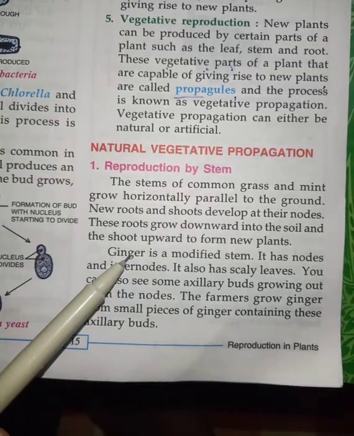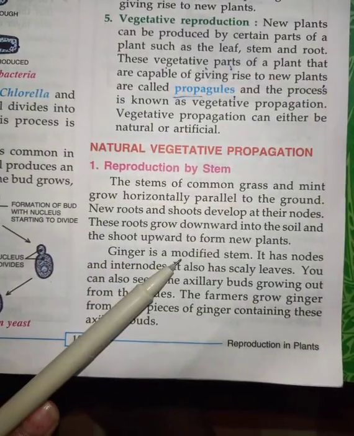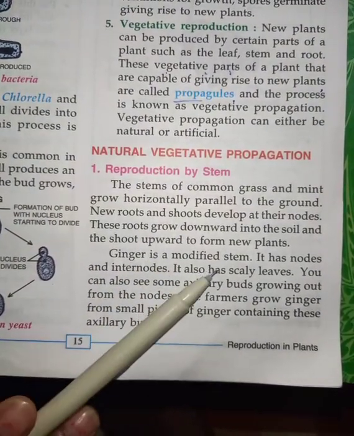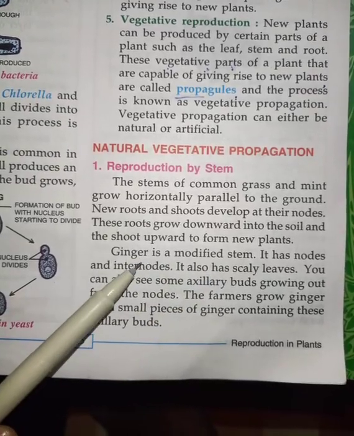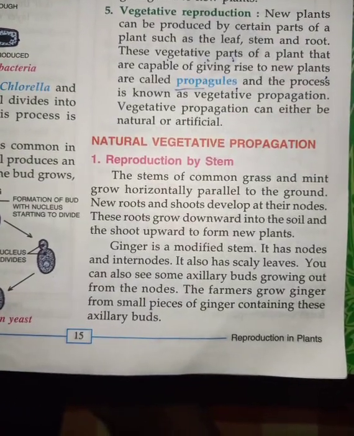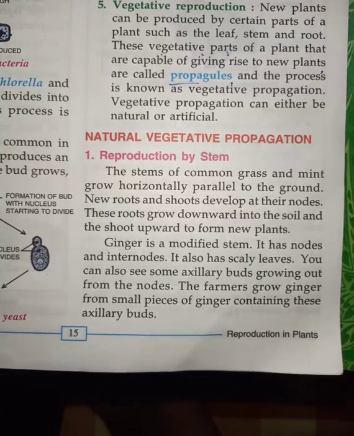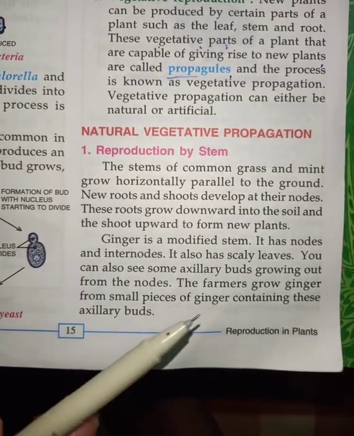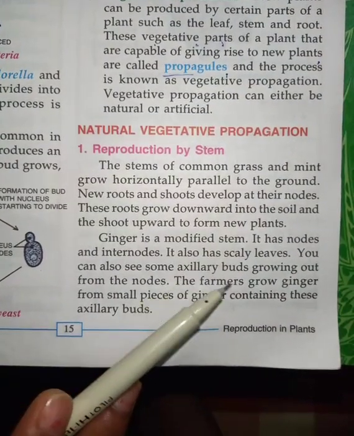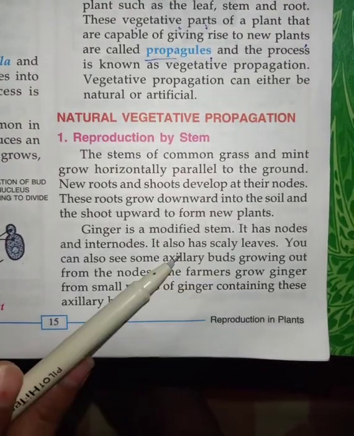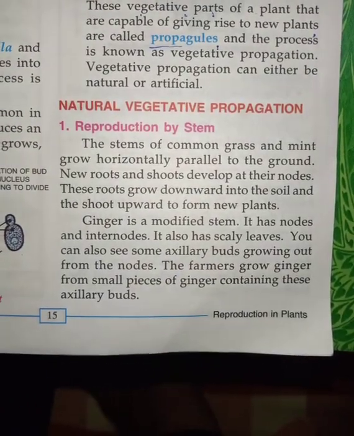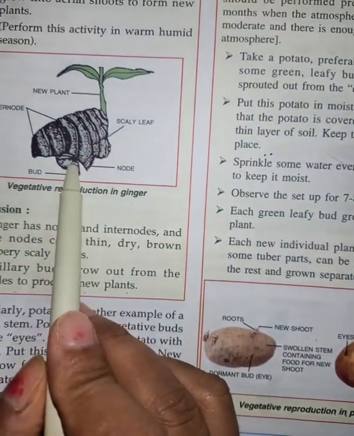So in stem we can take the example of ginger. Ginger is a modified stem. So if we put ginger inside the soil, it develops axillary buds. These axillary buds come out from the nodes. You can see in that picture, this is a ginger.